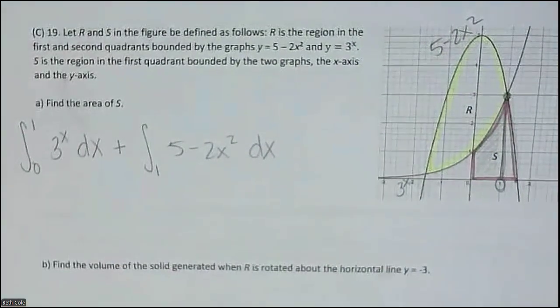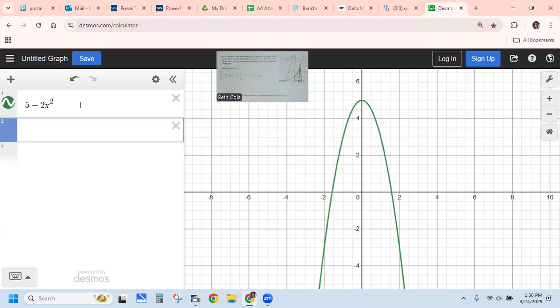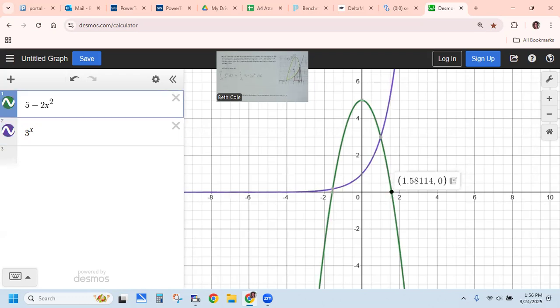So what I'm going to do is open up the calculator and type both of these in. All right, so there's both of them. Now I need this point right here. Do you see where I'm clicking? Right there. So that's the other boundary, 1.58114.